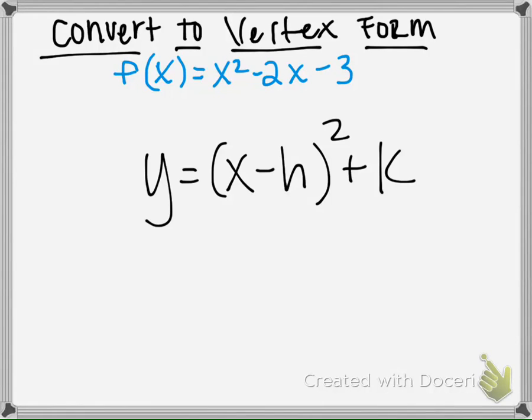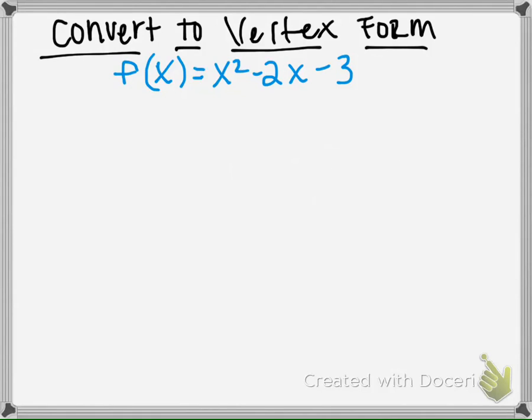We are asked to convert this equation to vertex form. So that means we want it to look like this. So to do that, we're first going to replace the f of x with y. And then we are going to make sure that we have x squared. So there's nothing in front of the x squared, so there's nothing to divide by.